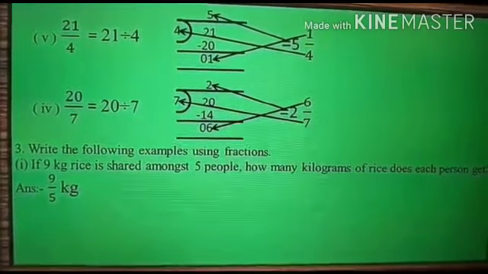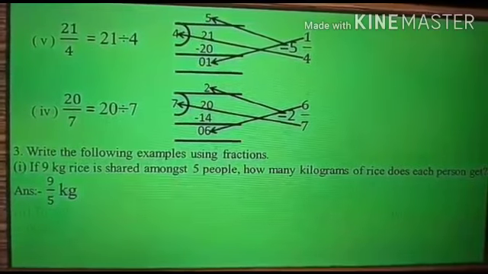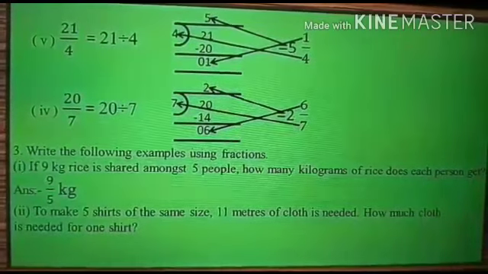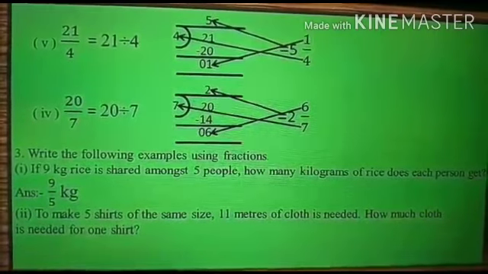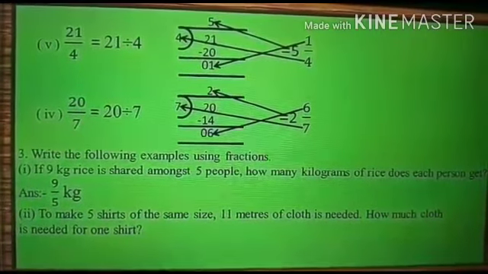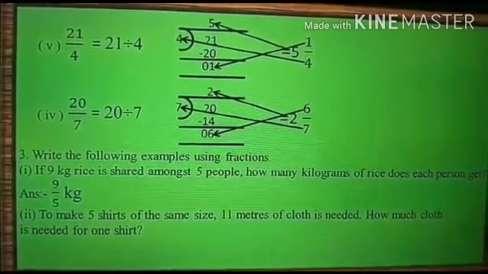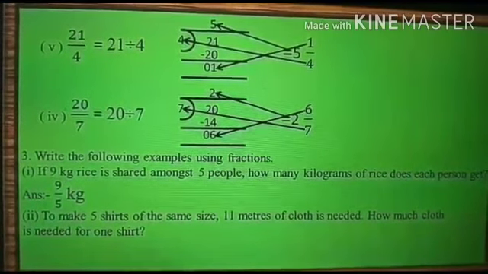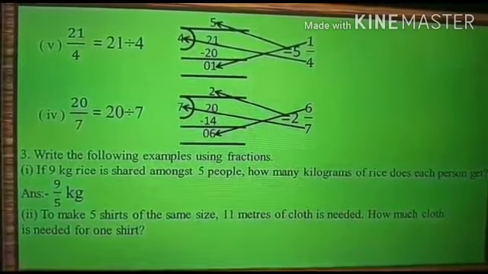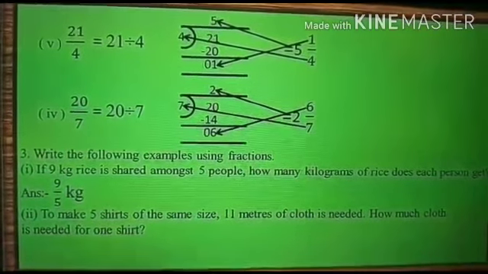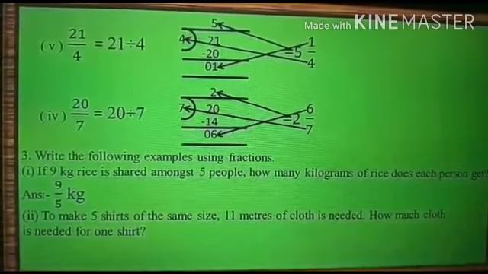Second example, to make 5 shirts of the same size, 11 meters of cloth is needed. How much cloth is needed for one shirt? So 11 meters of cloth divided by 5. That is our answer, 11 upon 5 meters.